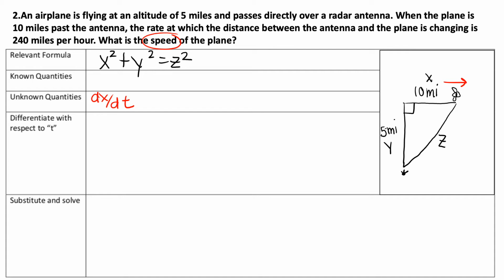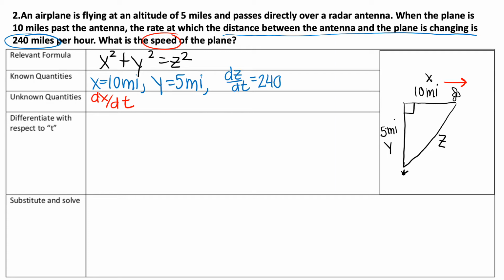So we know that x is 10 miles. I'm going to use units this time. y is 5 miles. Oops. I'm so focused on my units I forgot to write the value. Okay, and we know, is that it? The distance between the antenna and the plane is changing at 240 miles per hour. So that would be the change in that diagonal, dz/dt is 240 miles per hour.